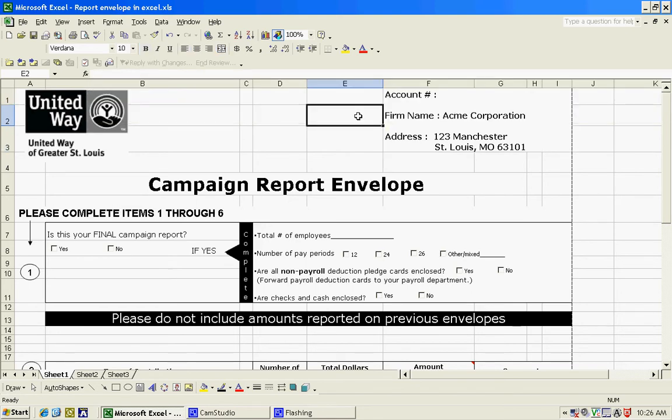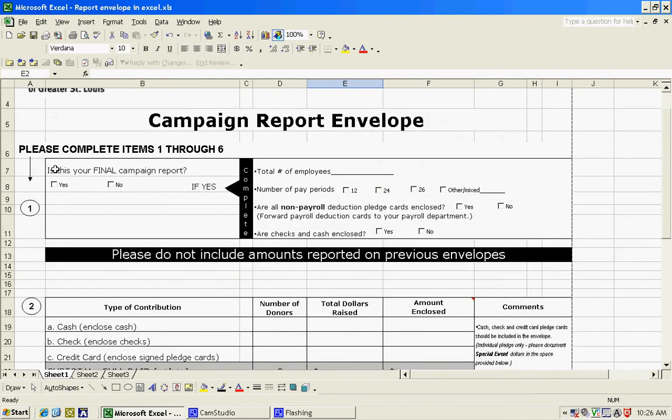As you can see, for this example, I have already completed this. After you are finished, go down to step number 1 and begin filling out the section. The first question, is this your final campaign report, can be answered as yes or no. If you are expecting more pledges to come through, you can check no and move on to step number 2. However, if you know your organization's campaign is finished and you will not be receiving any more pledges, check yes and move on to the next section.